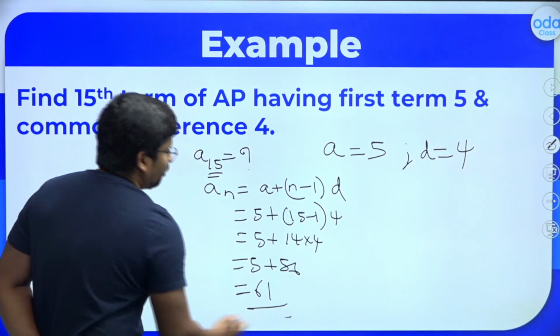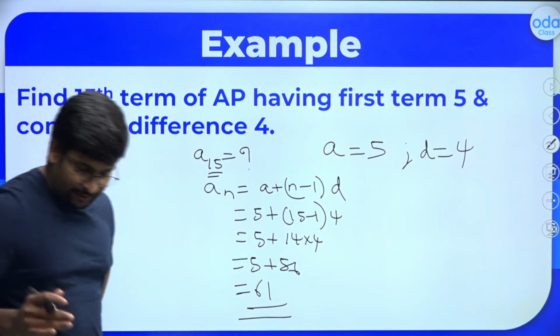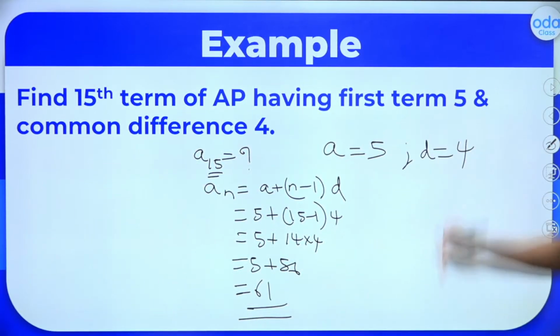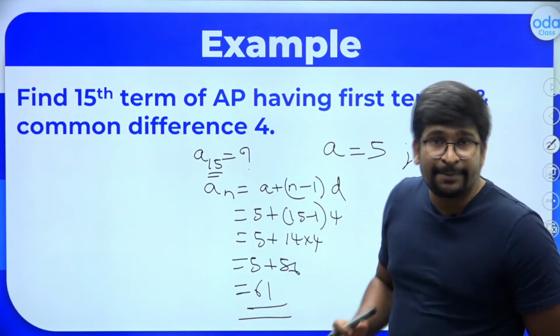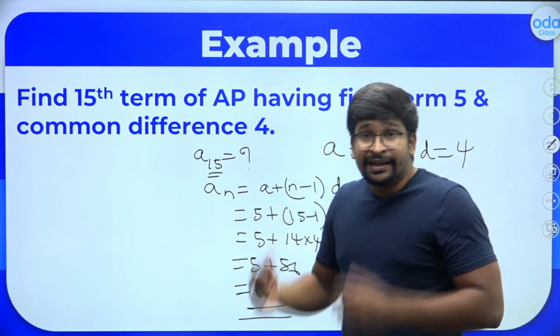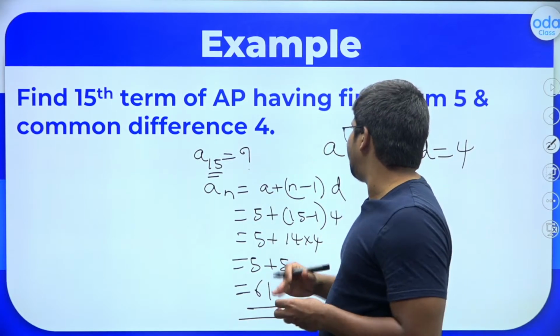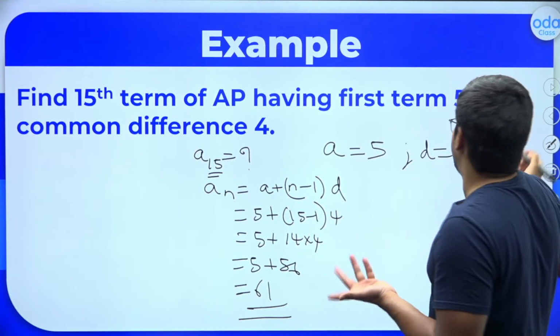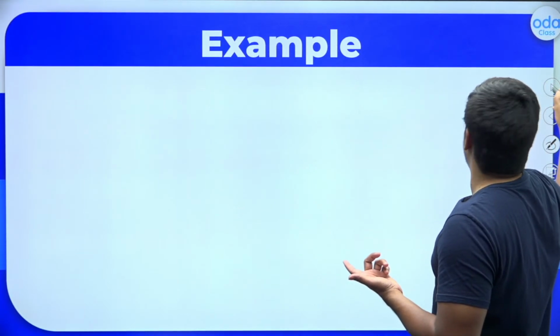Is it clear to all of you? The right answer has to be 61. Is it clear to everyone? The direct application of the formula, you know that an is equal to a plus n minus 1 into d. Correct, my dear friends? So the 15th term can be written as a15 is equal to a plus 15 minus 1 into d. d is 4, a is 5. Substituting, you got the answer. This is what we do in the general method, right?